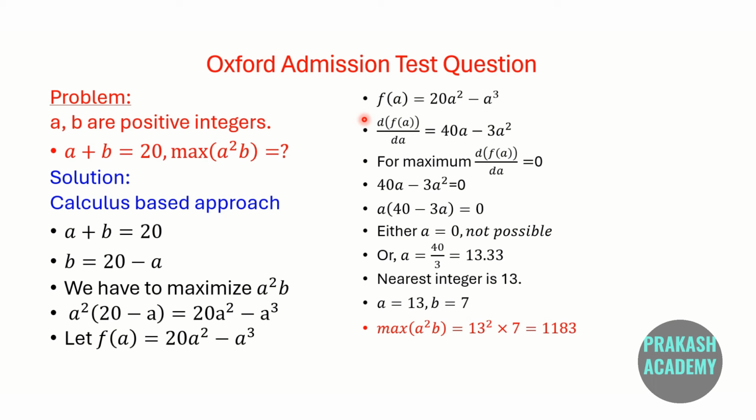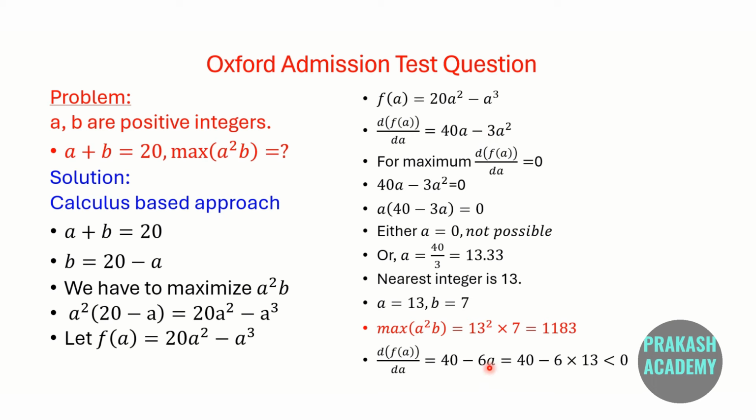So for maxima, the condition is the second differentiation should be negative. So let us differentiate this function once again. So this will be d2f/da2. So this is the second differentiation. And differentiation of a is simply 1. So this is 40. And this 3a squared, differentiation of a squared is 2a. So this is minus 6a.